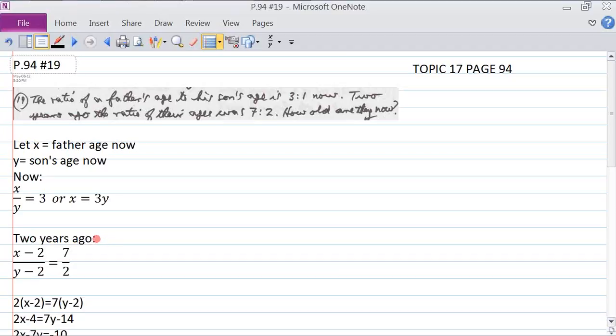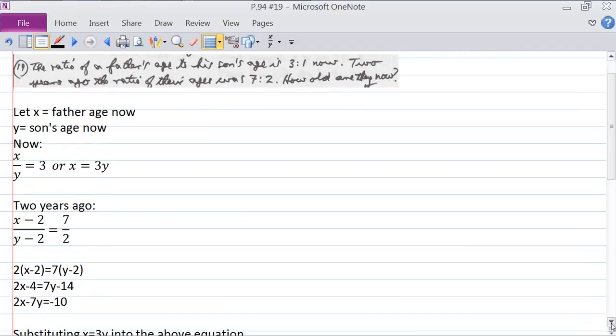Now, 2 years ago, if this is the father's age now, he would have been x minus 2. 2 years ago, if the son's age was y, his age would be y minus 2. Now their ratio is no longer 3:1, but 7:2. So father's age 2 years ago over son's age 2 years ago is 7:2. Cross multiply, 2 times bracket x minus 2 equals 7 bracket y minus 2.